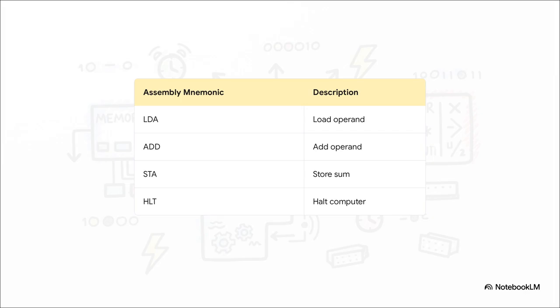And take a look at this table. It shows you exactly what I'm talking about. A simple, almost English command like LDAA gets translated by the assembler into a very specific pattern of bits. Every single one of those assembly instructions has its own unique binary fingerprint. This is the language the computer speaks fluently.